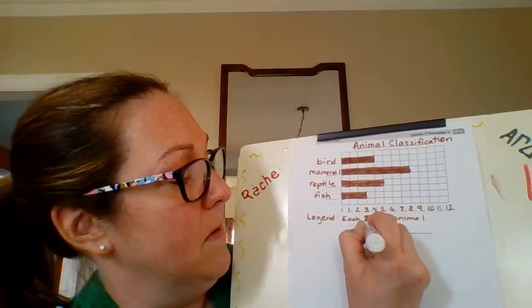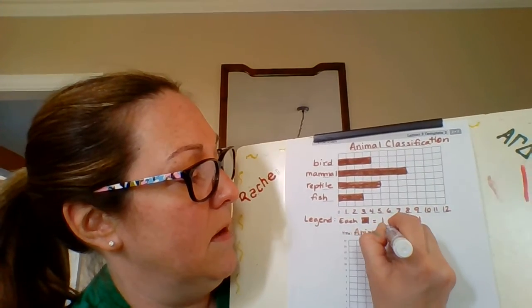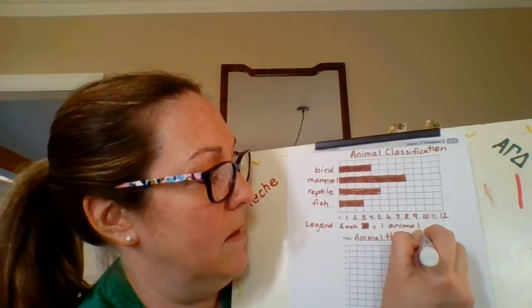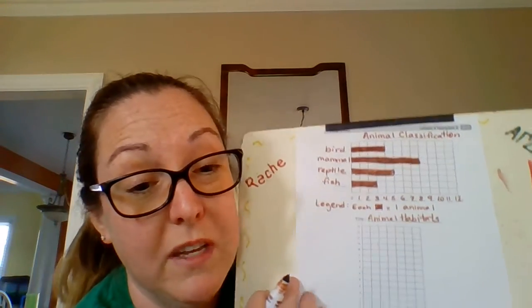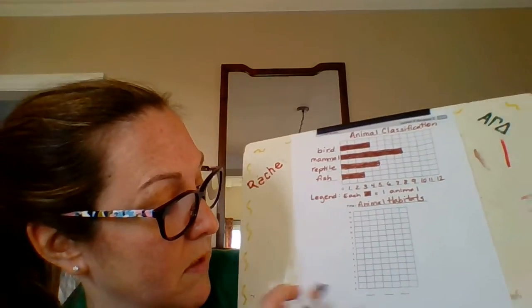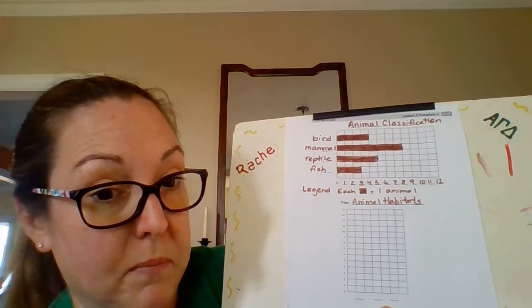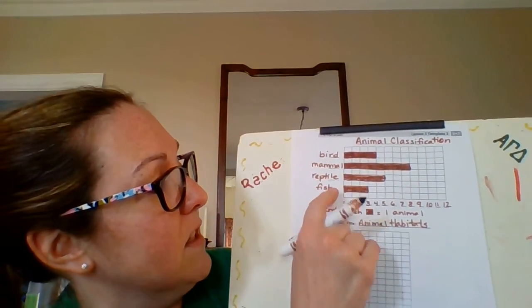Animal habitats. Okay, and those, we only had 3 categories for those. And there's where you would put your 3 categories. This time we're putting the categories at the bottom. Up here we had the categories to the side.